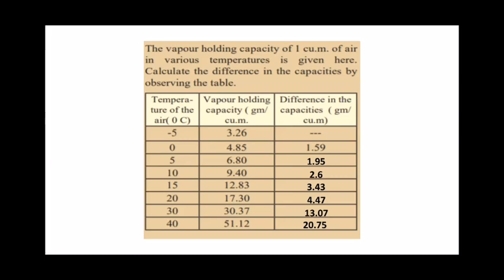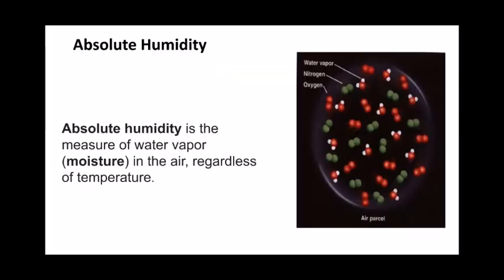This humidity in the air is expressed in different ways, that is, absolute humidity and relative humidity. Now, let's do the absolute humidity first. The amount of water vapor in 1 cubic meter of air is the absolute humidity. That is, the measure of the amount of water vapor present in the air, without regard to temperature, is called the absolute humidity.